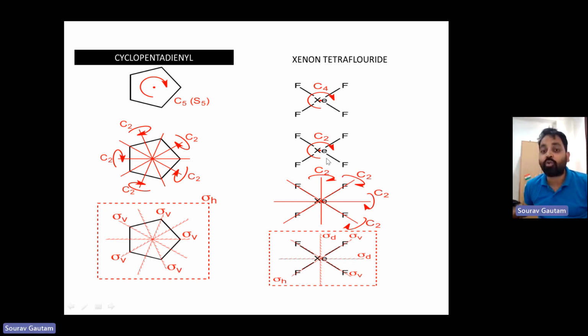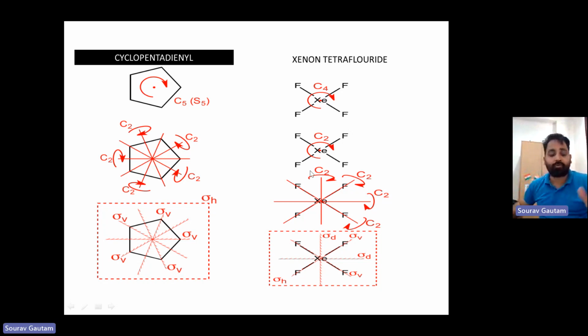Twofold, 4C2 axes, like this axis through xenon and fluorine, and this plane C2, and bisecting this plane between one fluorine and xenon fluorine, C2, and the same on this side, C2. So there is a C4 and 4C2 axes of rotation in xenon tetrafluoride.